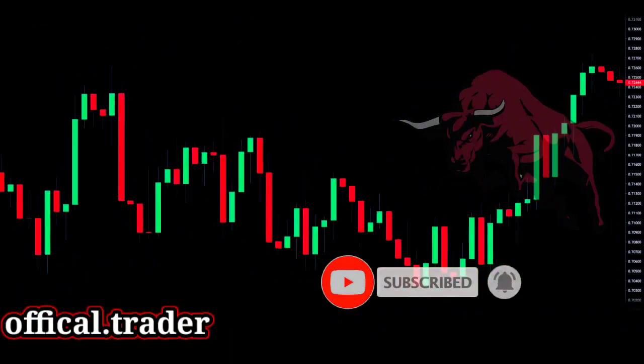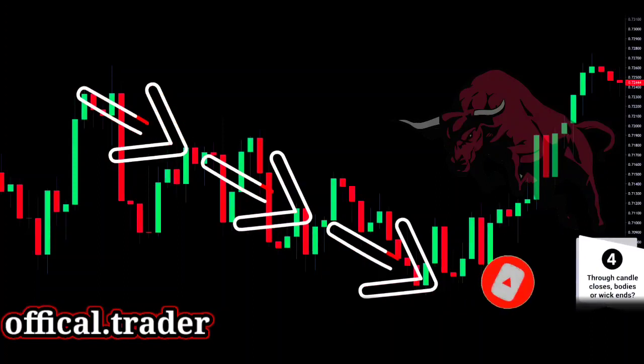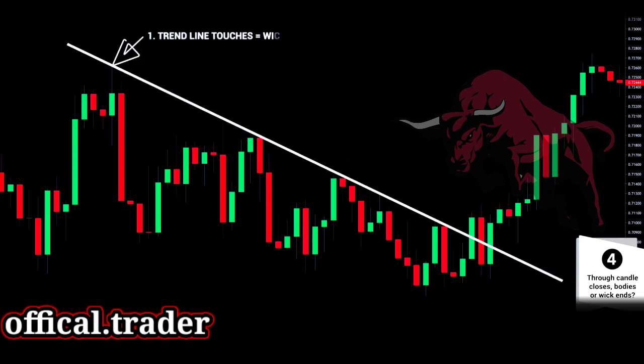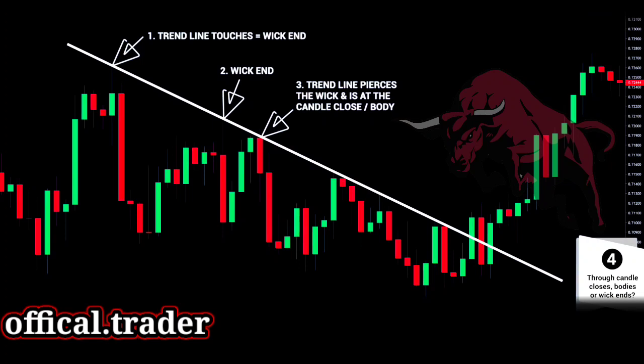So here was your clear downtrend, and in order to hit all these points here, this is where you would have placed your trend line. Now notice how at this point here, the trend line is at the wick end, and again at this point here, the trend line is at the wick end. Now at this third point, the trend line is piercing the wick and touching the candle body, which is necessary in order to be able to hit the following points.